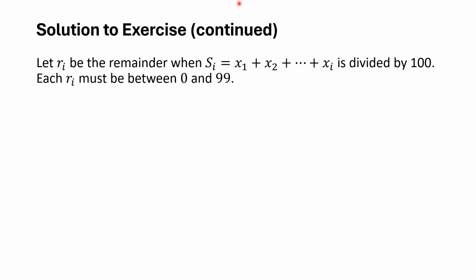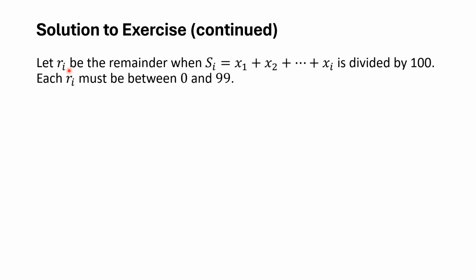Let's continue with our proof. We'll let r sub i be the remainder when our partial sum, capital S sub i, is divided by 100. And in general, when you divide a number by 100, the possible remainders are between 0 and 99. If you had a remainder bigger than 99, say 101, that means you can divide by 100 one more time, and then your remainder is back to 99 or less.